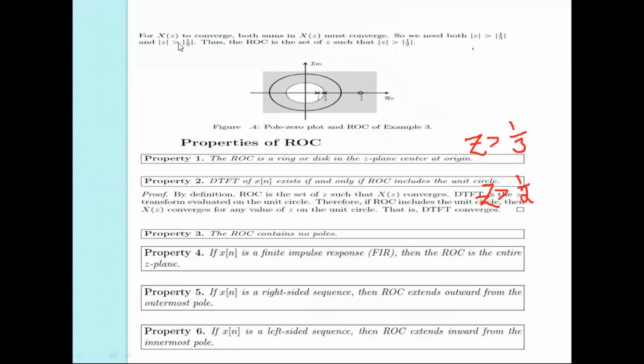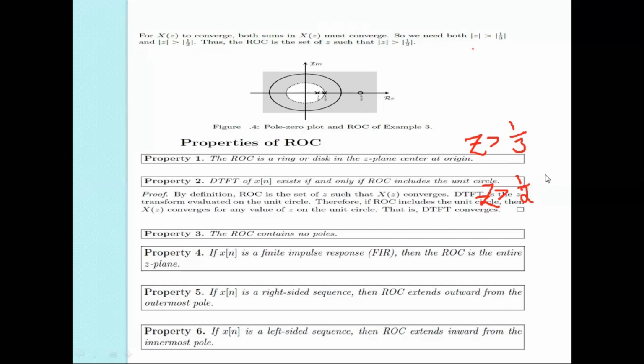Now the ROC: for X(z) to converge, both sums in X(z) must converge. So we need both |z| greater than 1/2 and |z| greater than 1/3. Thus, the ROC is the set of z such that |z| is greater than 1/2. Why is this |z| greater than 1/2? It is greater than 1/3 and greater than 1/2.